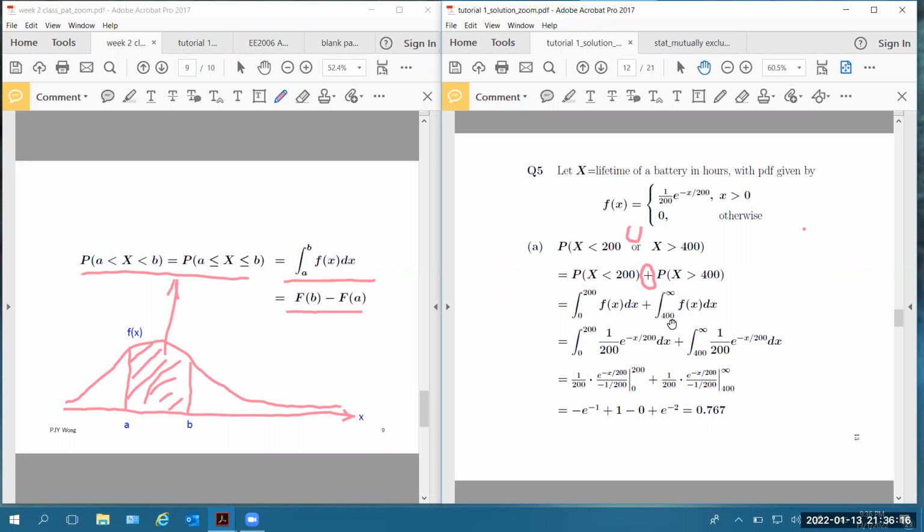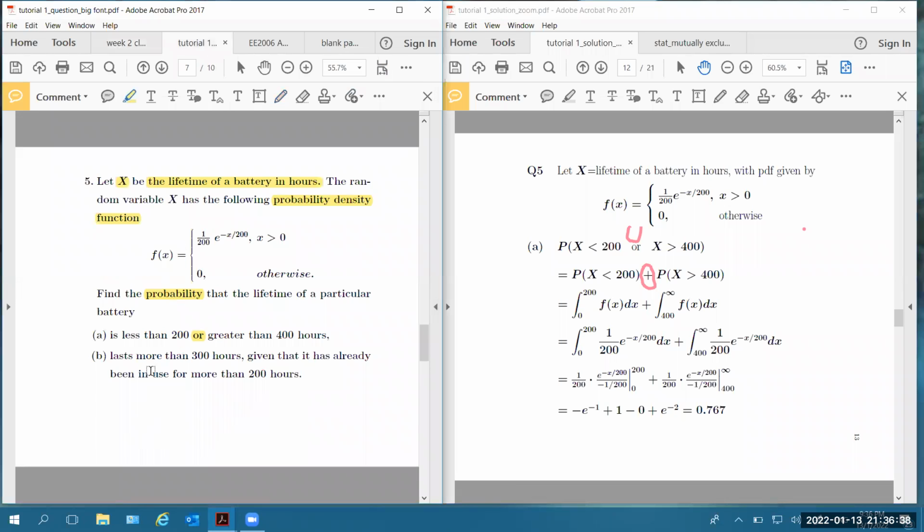This is a proper representation, like after you integrate already, then you have the square brackets. Yes, correct. This is a proper way of writing. So I think this one is okay. Then we go to part B.